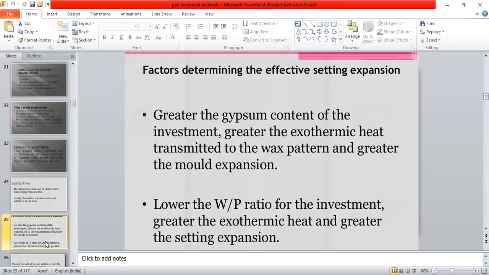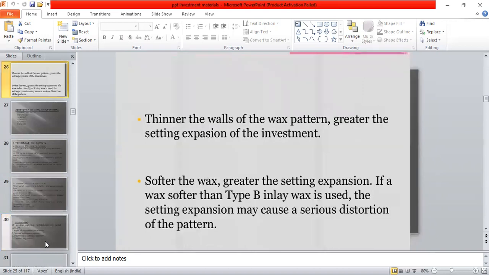The first one is that the greater the gypsum content of the investment, the greater the exothermic heat that is transmitted to the wax pattern, and the greater the mold expansion. Next, the lower the water powder ratio of the investment, the greater the exothermic heat, and the greater the setting expansion.